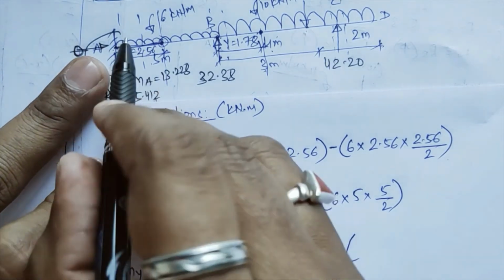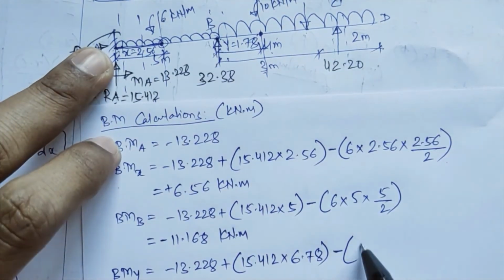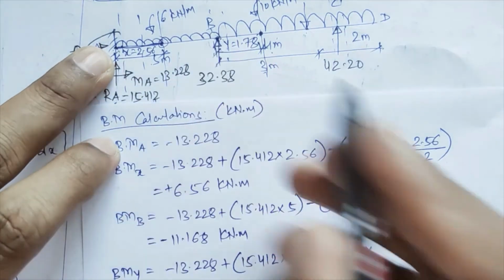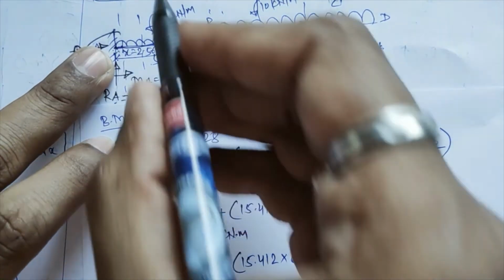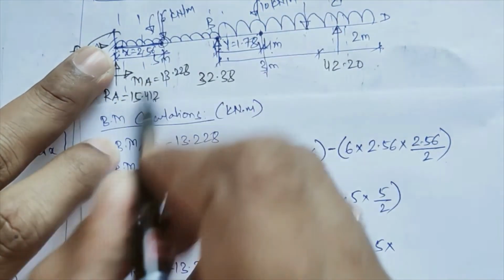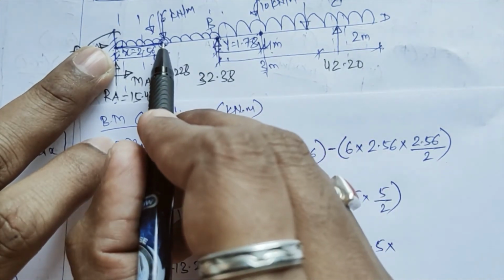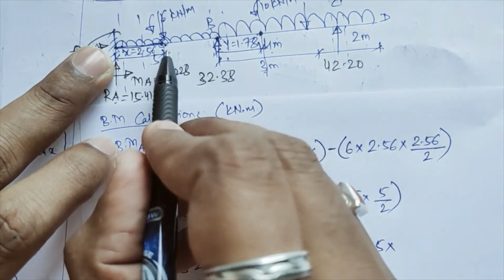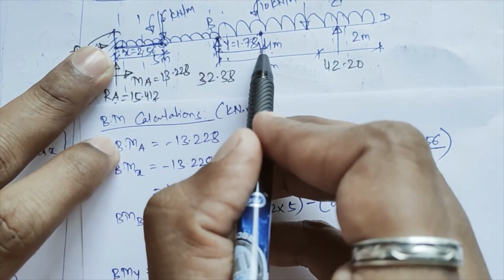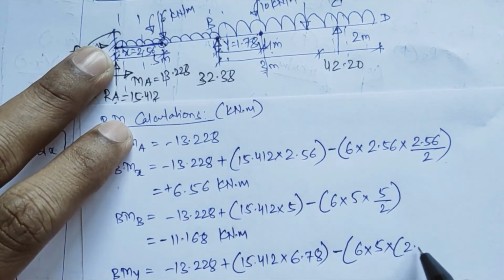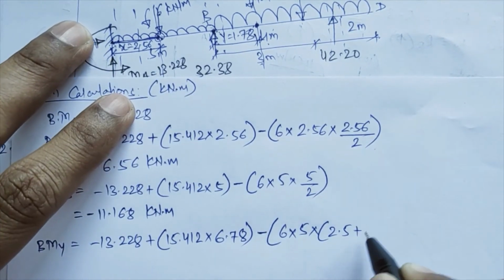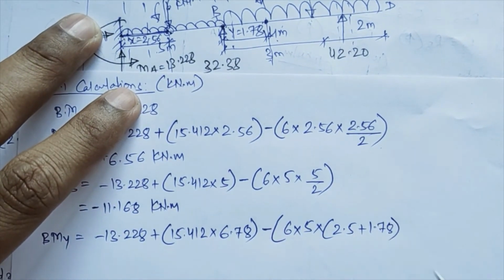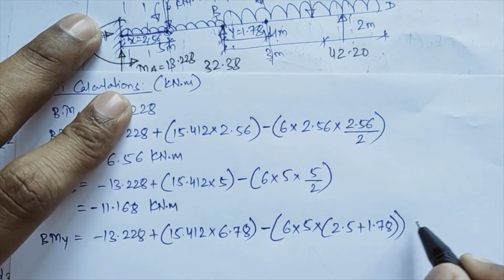6.78 over there, minus moment of this first UDL, so that is your 6 into its acting length is 5 into where this will act at the half of this 5 over there, that means 2.5 meter from point B. So total length of this force up to this section is how much, 2.5 plus 1.78. So I'll write here 2.5 plus 1.78 over there.